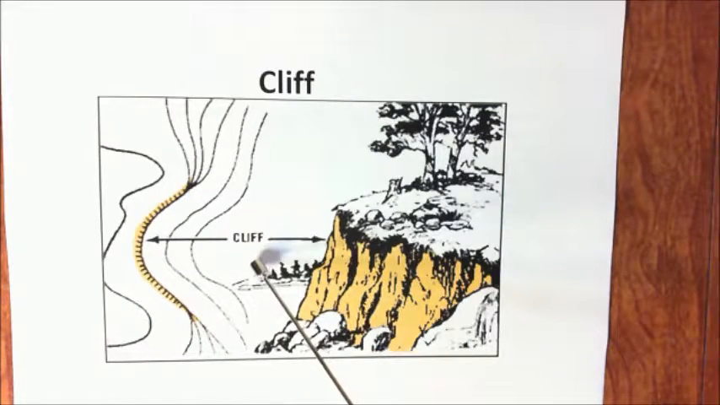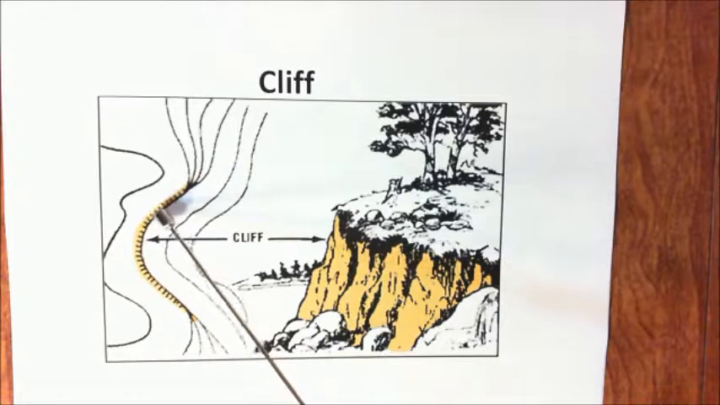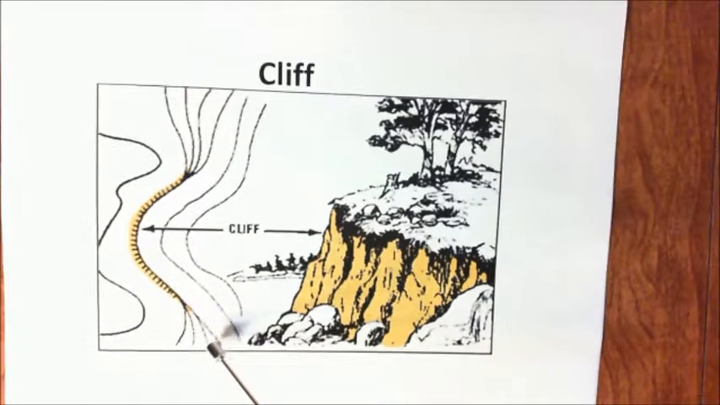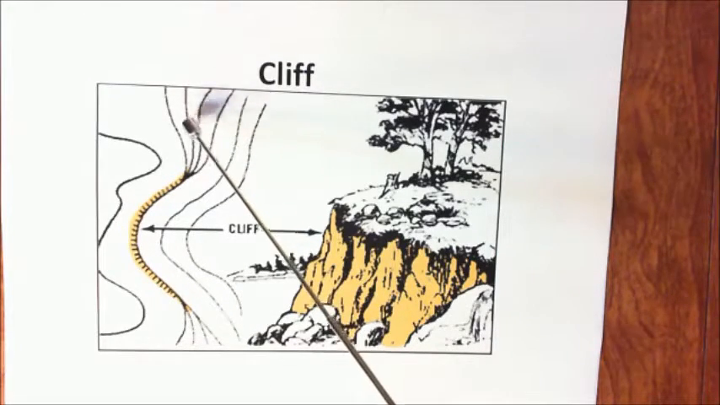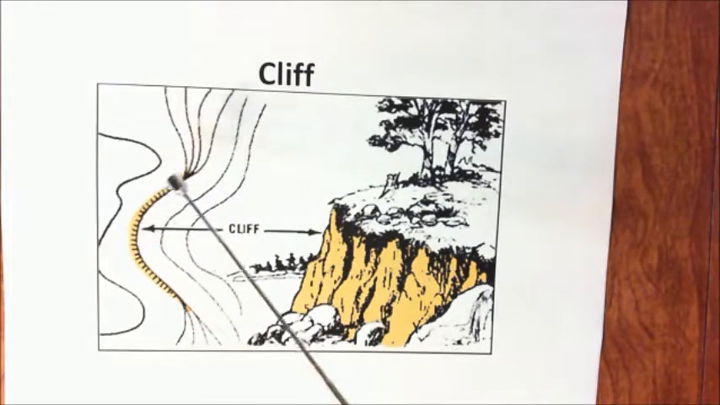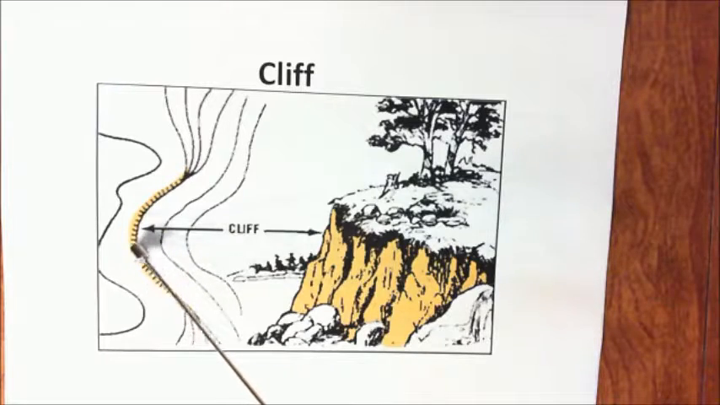So up here, you have high ground. You start to go down, down, down, down, down. But now all of a sudden you encounter, remember the depression where the tick marks point towards the low ground? So here, all these different contour lines come together. Contour lines of different elevation come together, and then they all fall. That is your cliff right there.